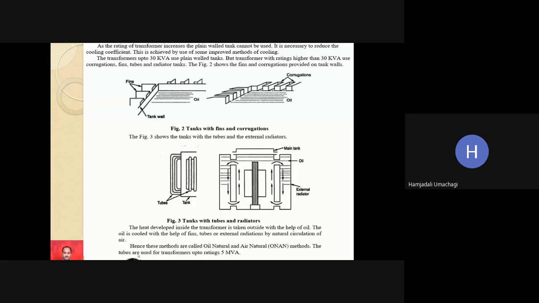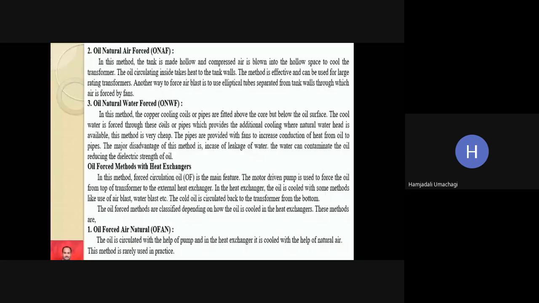The tubes are used for transformer ratings up to 5 MVA. If I'm using tubes of this kind, then this type of cooling method serves best for transformer ratings up to 5 megavolt ampere, up to 5 MVA. This type of tubes can serve as the best method for cooling of the transformer.